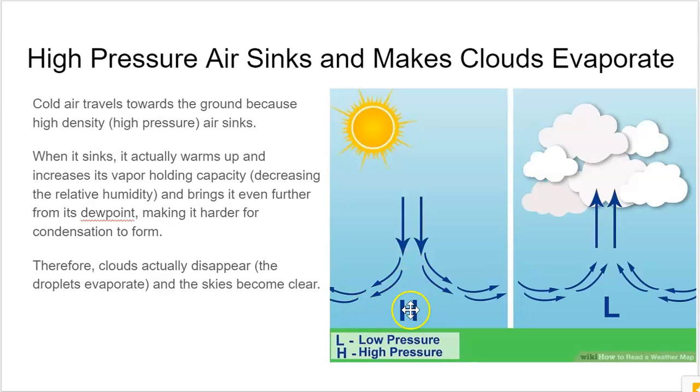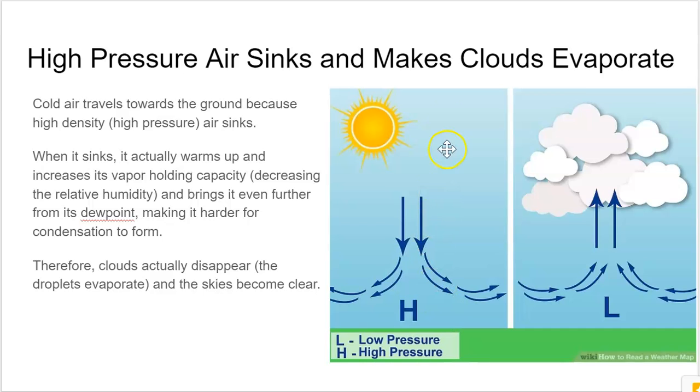Once it comes down, though, it actually warms up a little bit, because the ground is warmer. If it gets colder as we go up, it gets warmer as we go down. And as it gets warmer, we decrease the relative humidity, we increase the amount of water vapor that can be held, and we're making it easier for the water to evaporate. We're making it less likely to condense. So what that means is that in a high pressure area, the clouds actually disappear. That water vapor stays evaporated, and that condensation evaporates.